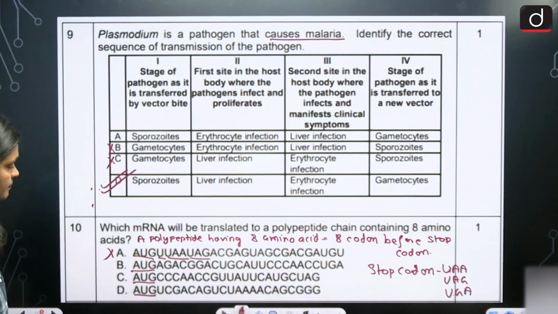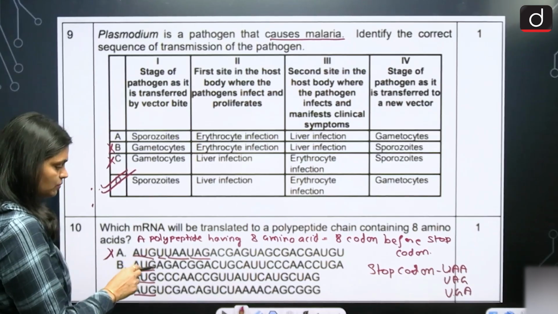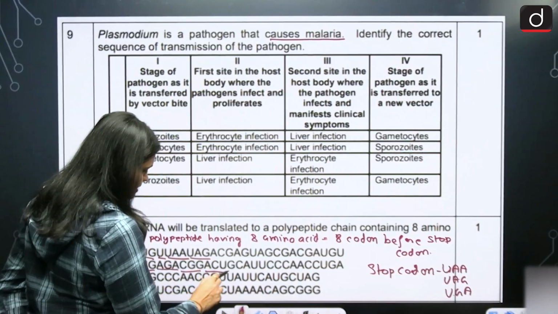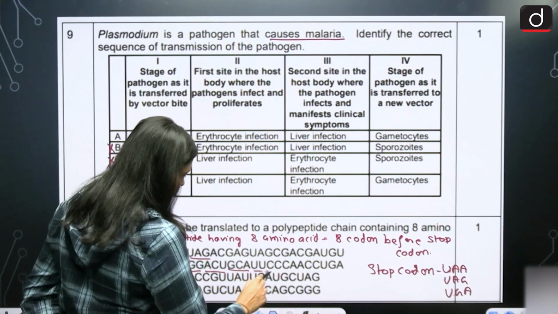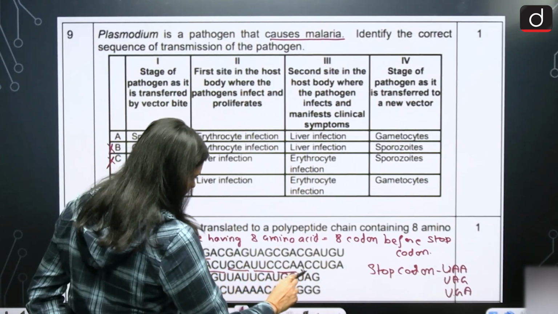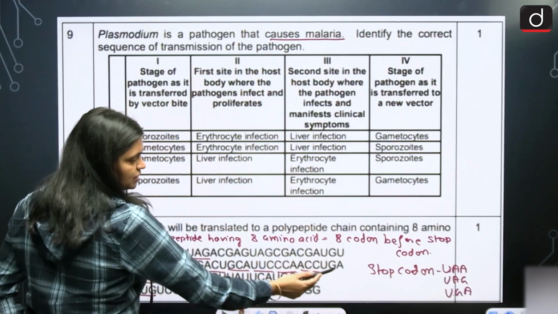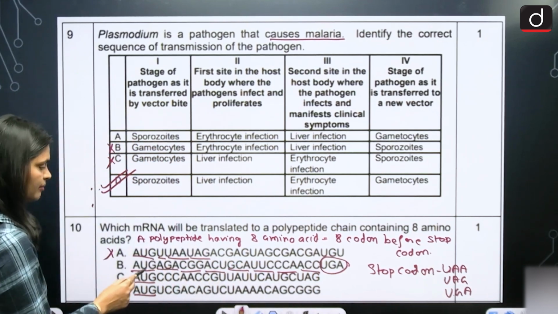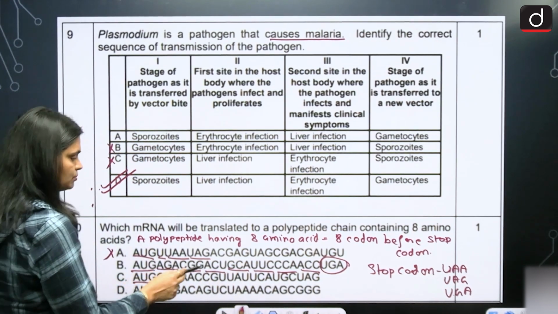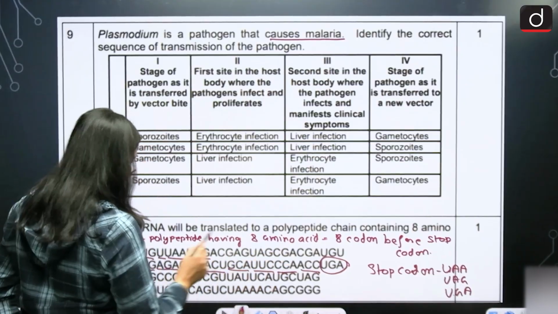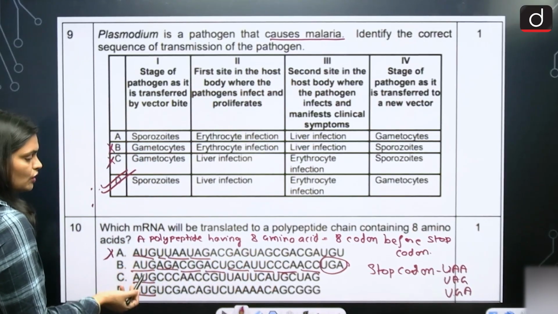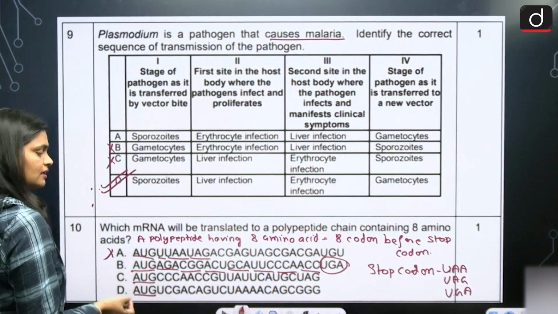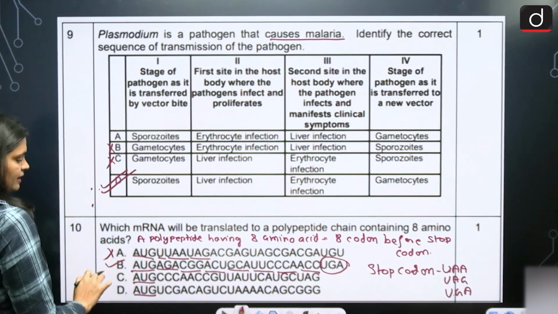Okay. AUG, AGA, CGG, ACU, GCA, UUC, CCA, ACC. So now see UGA. UGA is the stop codon. So before UGA, how many codons do you have? 1, 2, 3, 4, 5, 6, 7. And AUG is also a codon. Okay, this is also a codon, right? So you can say that this is our correct answer.